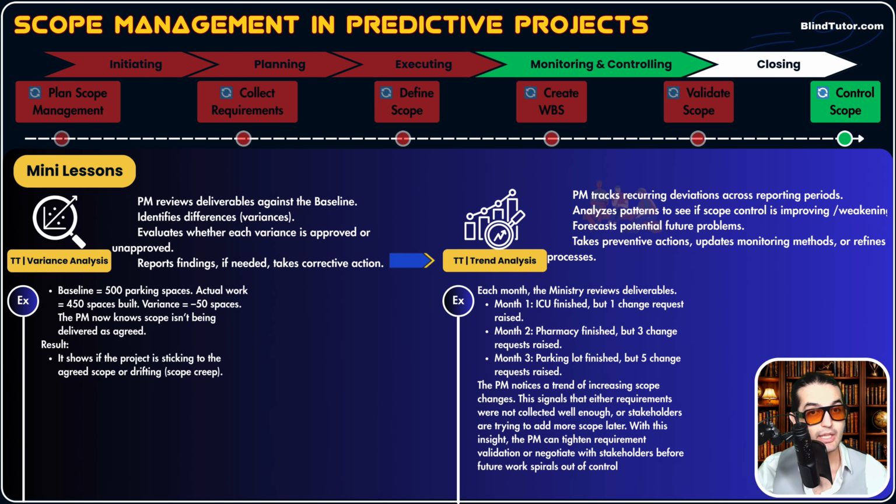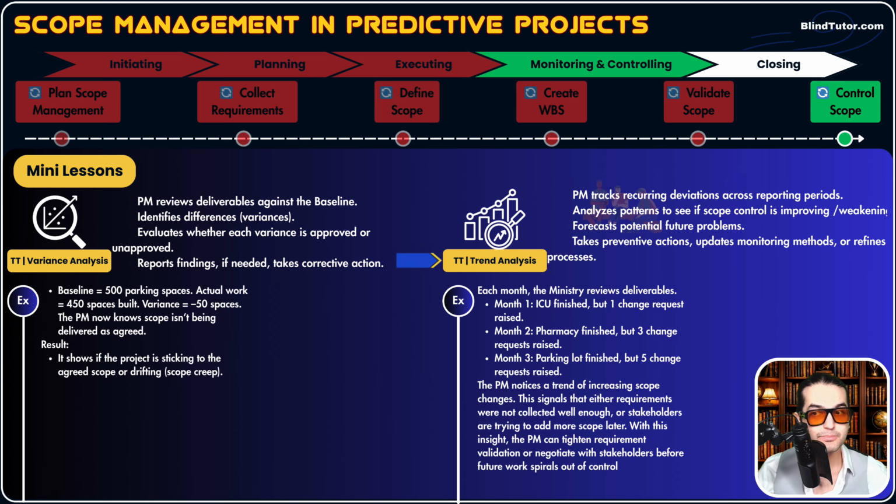We try to have fewer change requests and less adjustment to our scope baseline. Now, do you think our scope control is increasing or weakening? The number of change requests is increasing over time. Of course, it's weakening. Okay, our scope control is weakening. This is step 2. Let's go to step 3.